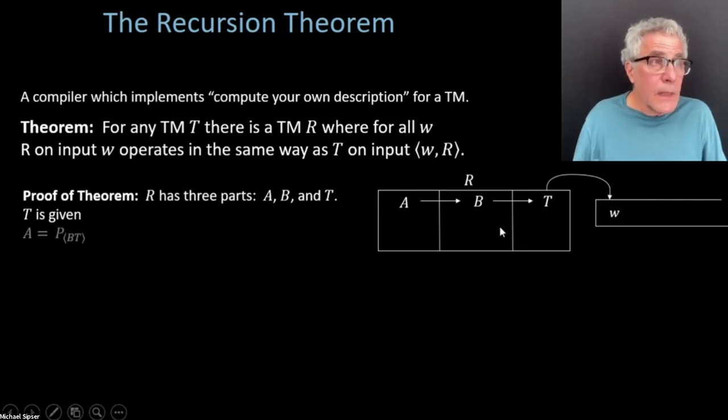So T is given. A is going to be, as before, the description of B now with T. So when A is done, it's going to produce BT sitting on the tape next to the W. B is now going to figure out what A was from the BT sitting on the tape.